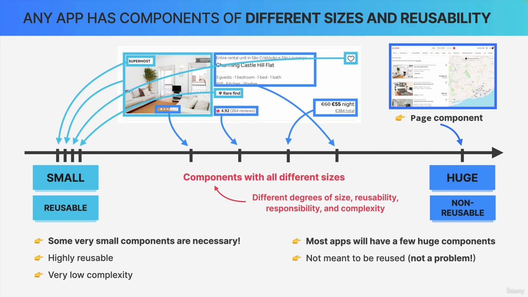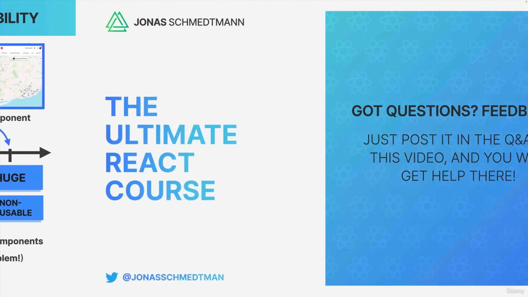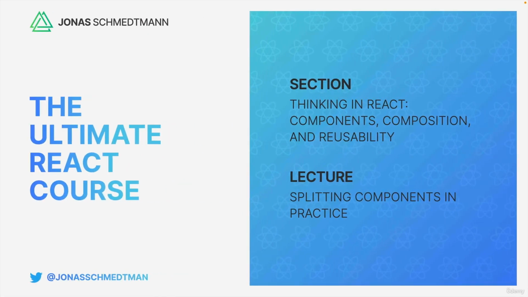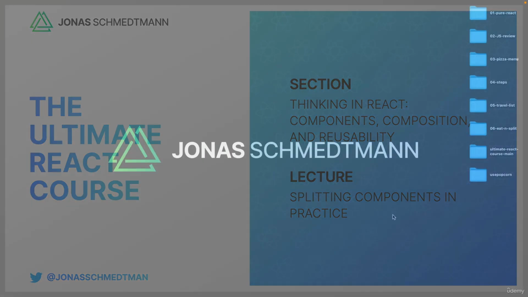So in the end, our application will have many different components across the entire spectrum, and that's completely normal and natural. And now let's go back to coding and break up a huge component into many small ones, using all the concepts that we have just learned about. So let's now split one huge component into many small ones using the framework that we just learned about.